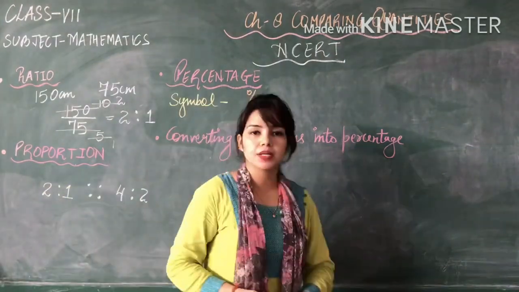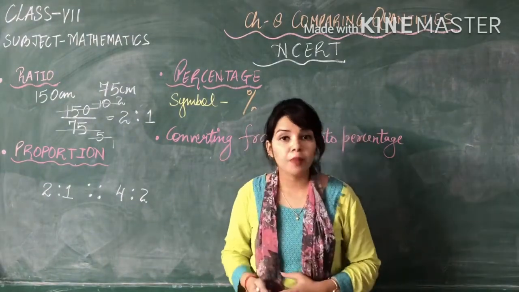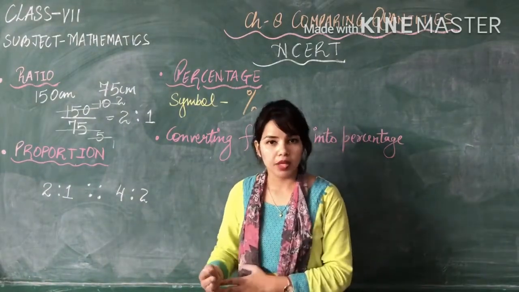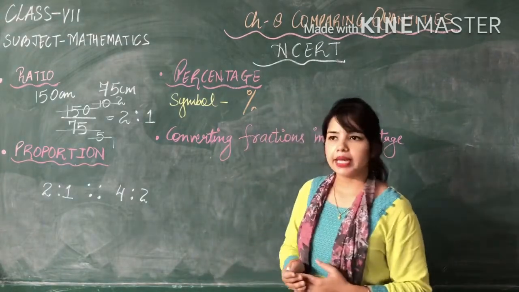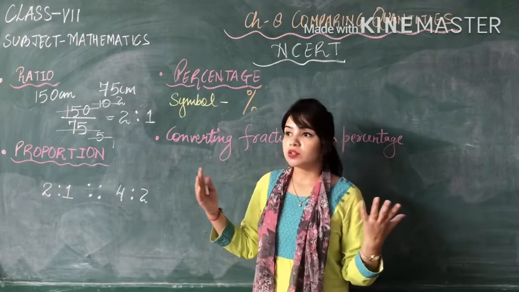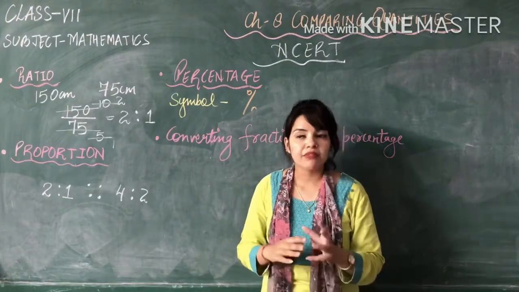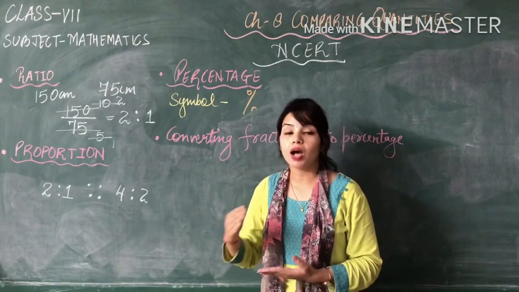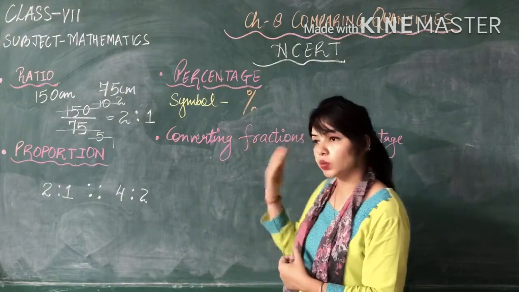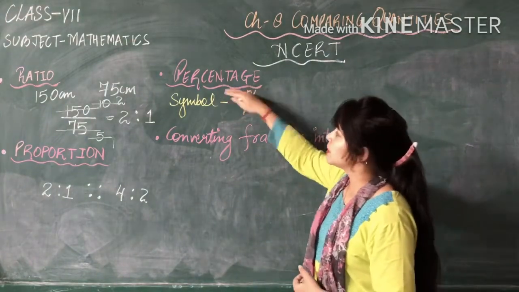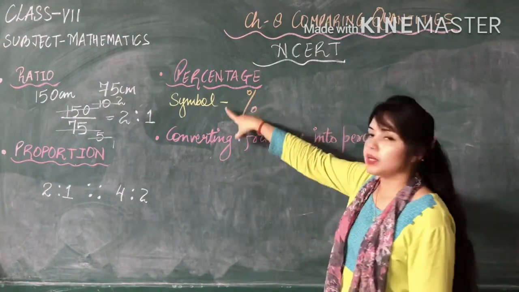The next thing is percent. Now percentage, the word percent is derived from a Latin word, percentum, which means out of every 100. Suppose I say that there is a 75% chance of getting rain today. That means 75% is 75 out of 100. Out of all the 100 chances, there are 75 chances that it will rain today. So percentage is out of every 100. This is the symbol of percent.